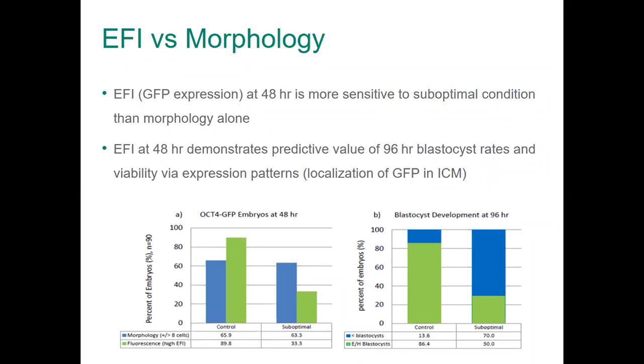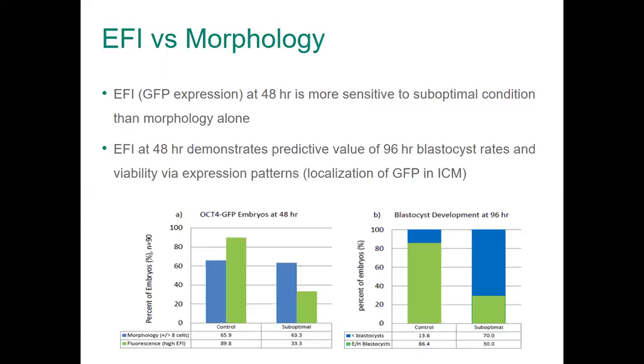In the one shown at 48 hours, the blue bar stands for the morphology, with more than 8 cells at 48 hours. And the green one shows the fluorescence of high EFI. As you can see in the control group, control means the culture environment is perfect, the morphology with over 8 cells at that time is about 65.9%. And in the same group, the high EFI shows 89.8%.